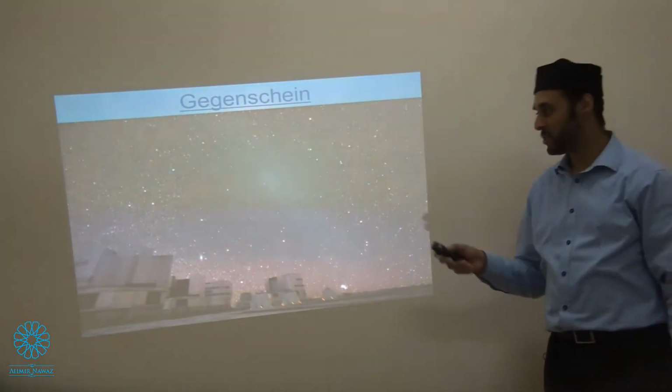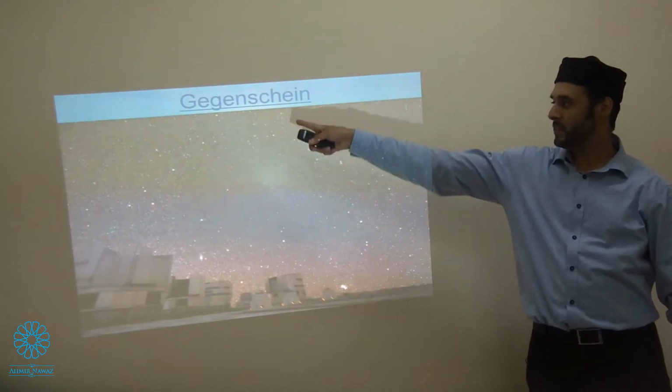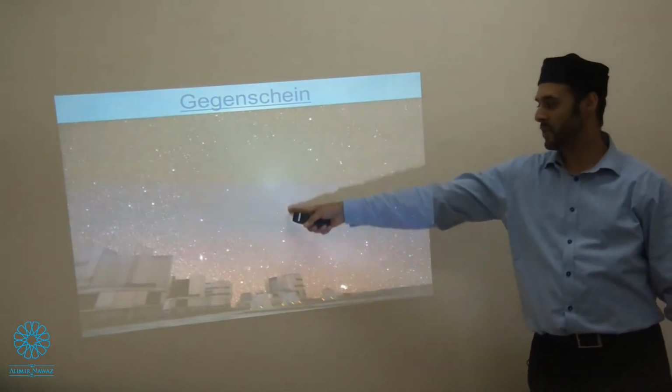So this is the Geigenschein. Okay? So this faint glow here is the Geigenschein. So you know the sun's here.